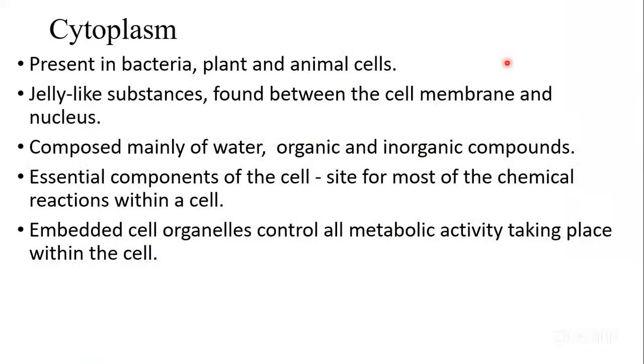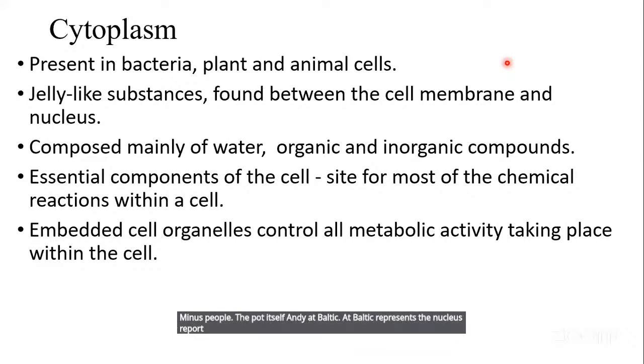So the cytoplasm is everything inside our pot, minus the cell membrane and the nucleus. Everything inside the pot minus the pot itself and the hard-boiled egg. The hard-boiled egg represents the nucleus. The pot itself represents the cell membrane.